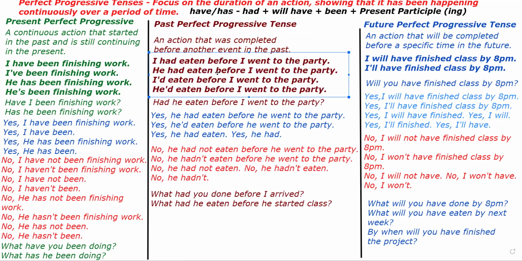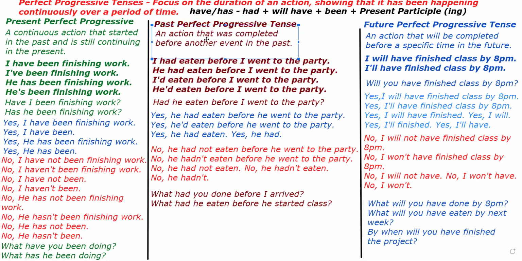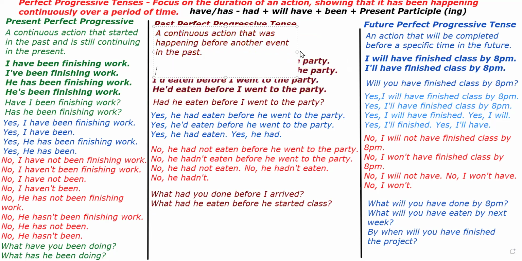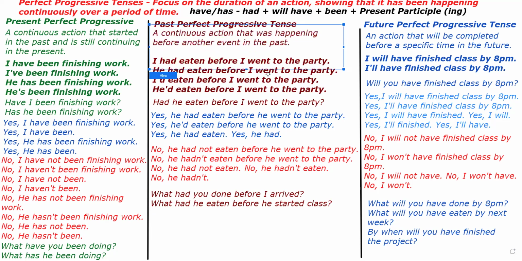Perfect. So let's go to the past perfect progressive tense. In this case, what is the past perfect progressive tense? We can say that it's a continuous action that was happening before another event in the past.